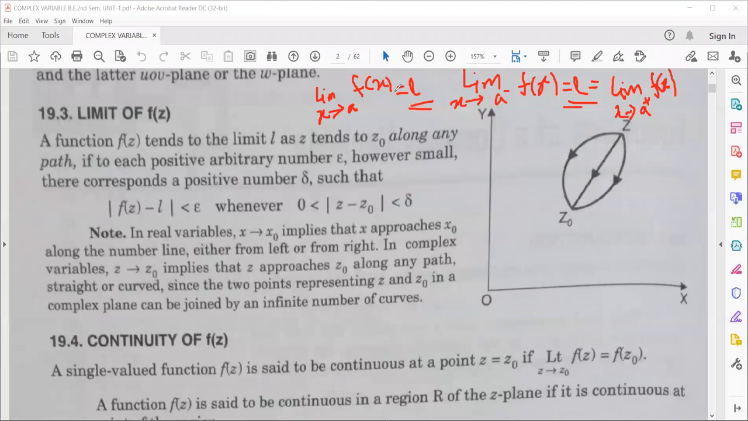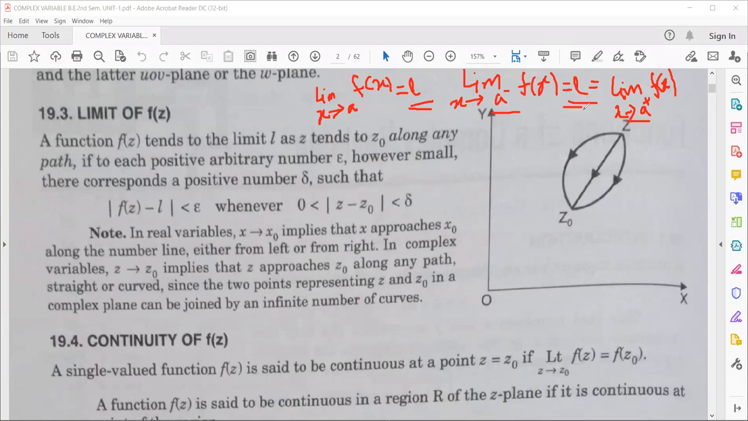When will the limit exist? If the left hand limit and right hand limit are the same, then only the limit of a function exists, otherwise not. If the left hand limit exists but the right hand limit does not exist, or the right hand limit exists but the left hand limit does not, or both exist but their values are not the same, then in that condition also the limit of the function will not exist.